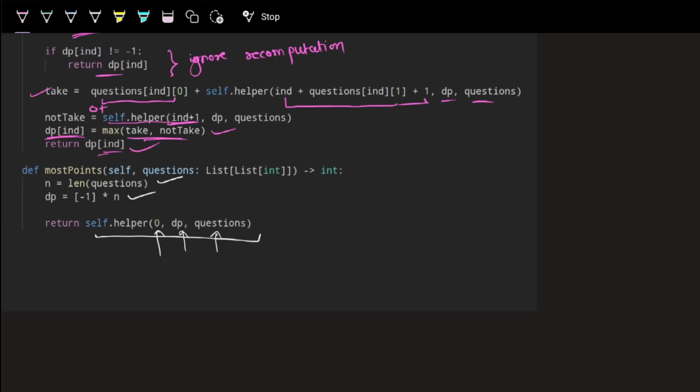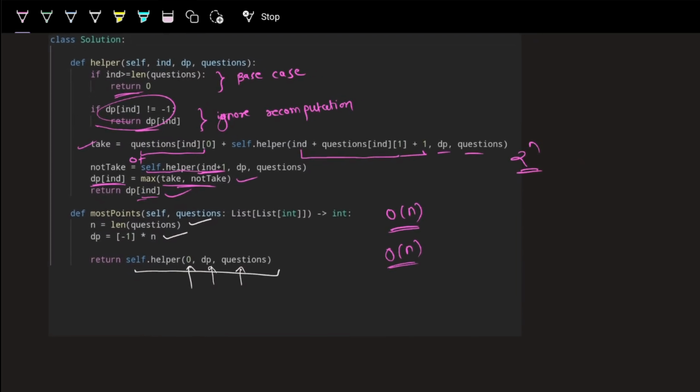Got it? So time complexity would be big O of n only. Why? Because we are reaching each index only once, because this part is ignoring the recomputation, that is the 2 raised to n part. That's why it is big O of n only. Space would be big O of n because we are using the DP array over there. So I hope you got this. This was a very easy level problem, take non-take pattern only.